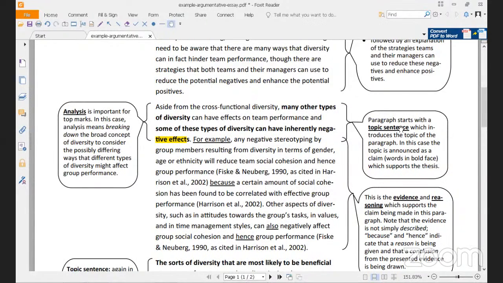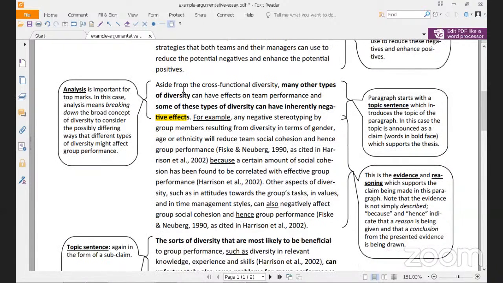Okay, and it says here, paragraph starts with the topic sentence, which introduces the topic of the paragraph. Okay, and we use the bold to show you this is what it is. This is the topic sentence, just to indicate you. So visually, you can just go there. Can we read about this?